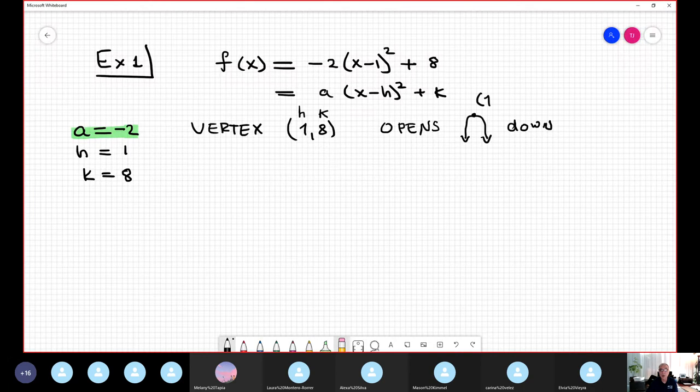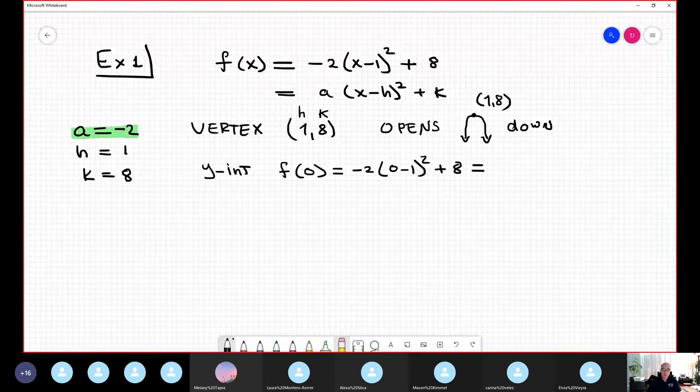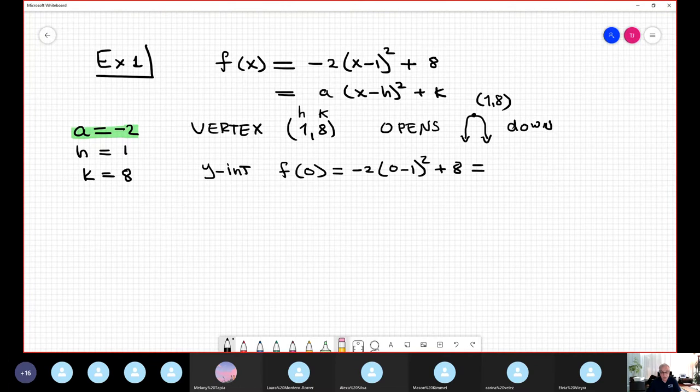this famous point is the point 1, 8, you know? Because it's the best. Super. And that's it? Of course not. We need more points. We need, for example, the Y intercept. What is the formula for the Y intercept? Well, no, evaluate the function at zero. Let's do it. You take the original equation, negative 2 times (0 minus 1) squared plus 8. Well, 0 minus 1 is negative 1, and negative 1 squared is positive 1, multiplied by negative 2 is negative 2, plus 8 is positive 6. And the famous point is the point 0, 6.